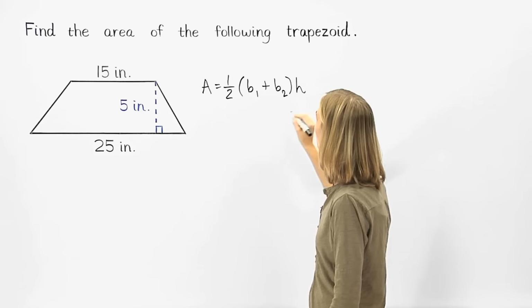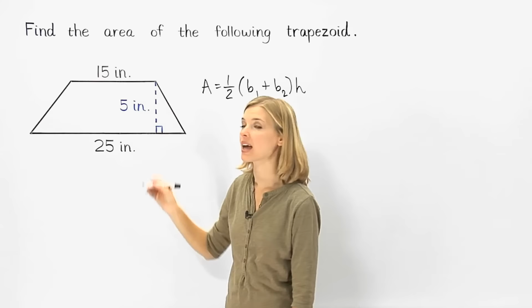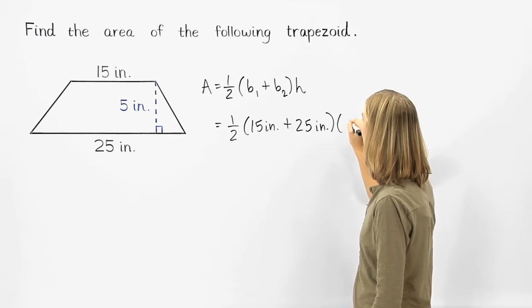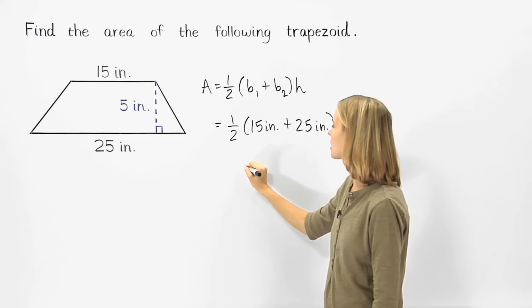So in the trapezoid shown, the bases are 15 inches and 25 inches, and the height is 5 inches. Plugging this information into the formula, we have 1/2 times (15 inches plus 25 inches) times 5 inches. Next, the order of operations tells us that we must simplify inside the parentheses first. 15 inches plus 25 inches is 40 inches.